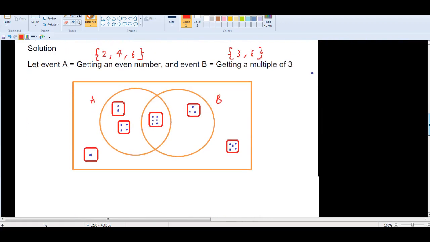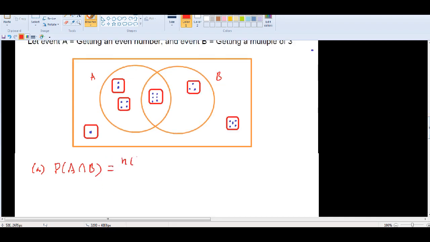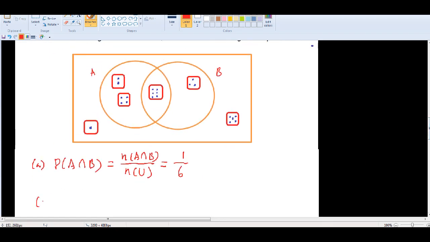So let's try to find P(A ∩ B), the probability of A intersect B. You need to find the number of outcomes in the set of the intersection of two sets. And since this is not a conditional probability, we are going to consider the universal set. So how many outcomes are in the intersection? Just 1. How many are in total? Just 6. So the answer is 1/6.